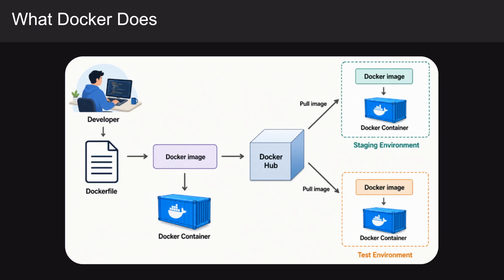Look at the flow. Developer writes a Dockerfile. Docker build turns it into an image. That image runs locally as a container. Push it to Docker Hub and any machine can pull it. Look at the right side. The same image gets pulled into the staging environment and the test environment. Same image, different machines, identical behavior.